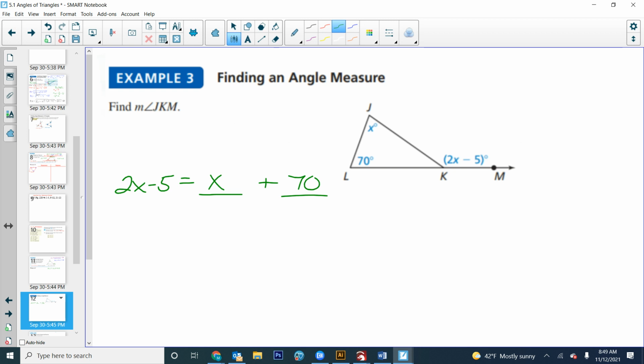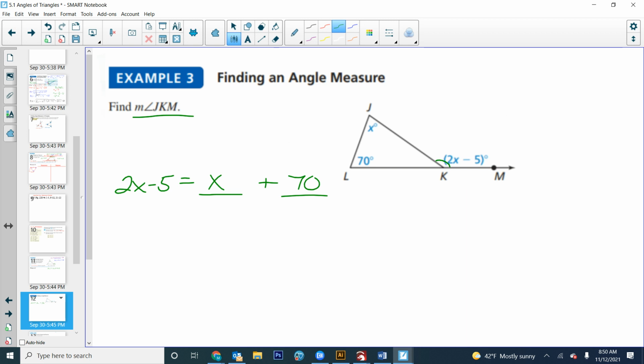And by the way, when you read this on a quiz, I'm going to have someone ask it, so I'm going to address it now. When they say find the measure of angle JKM, JKM is out here, right? If you put 2x minus 5, you're going to get it wrong. If they say measure of, they mean actually solve for x, plug it in, get a value as an angle, okay? So here we go.